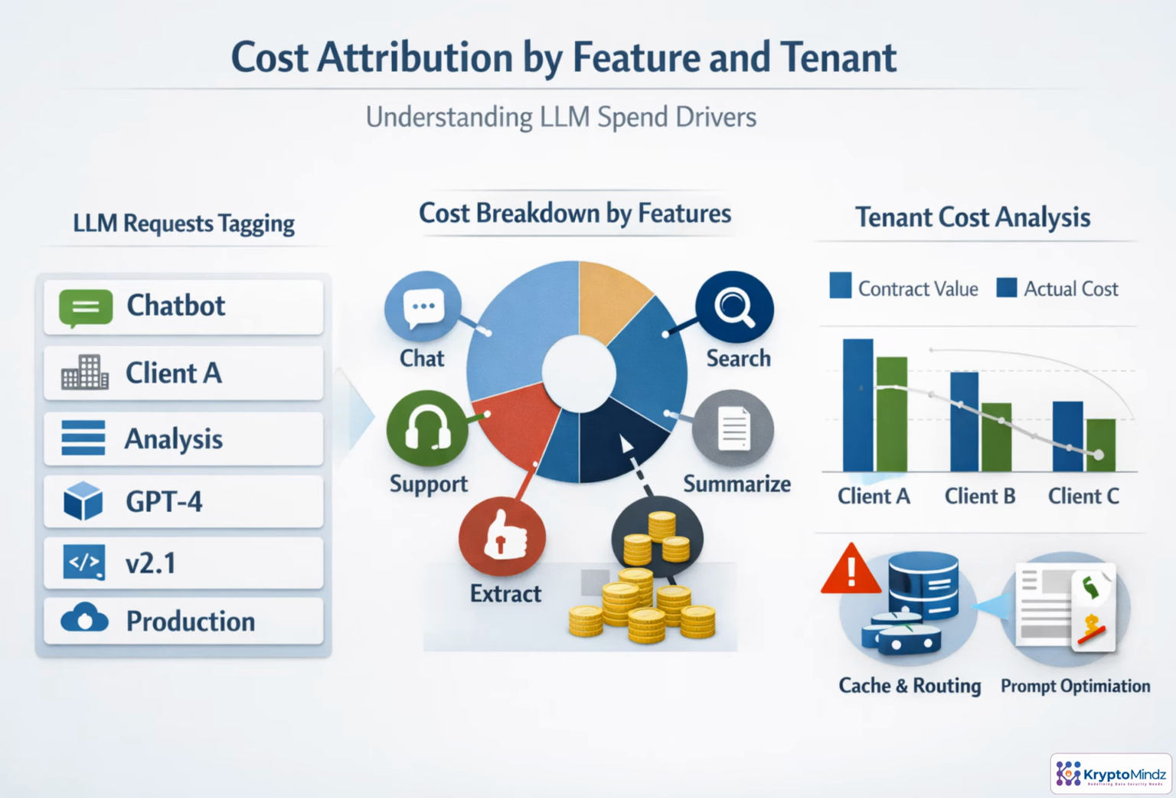Aggregate LLM bills are almost useless for optimization. Every request should carry business tags: tenant, feature, request type, model, prompt version, and environment. These tags turn token usage into an attribution model. You can see whether chat, search, support, summarization, or extraction is driving spend, and which customers are responsible. The key comparison is cost versus value. If a tenant's LLM cost is out of line with contract value or tier, you have an action path: cache repeated work, route to cheaper models, shorten prompts, or adjust pricing before margins disappear.